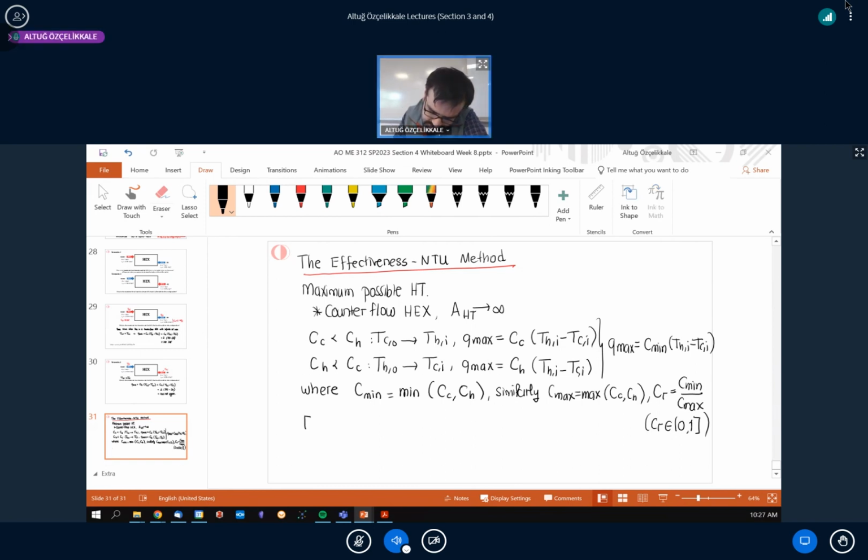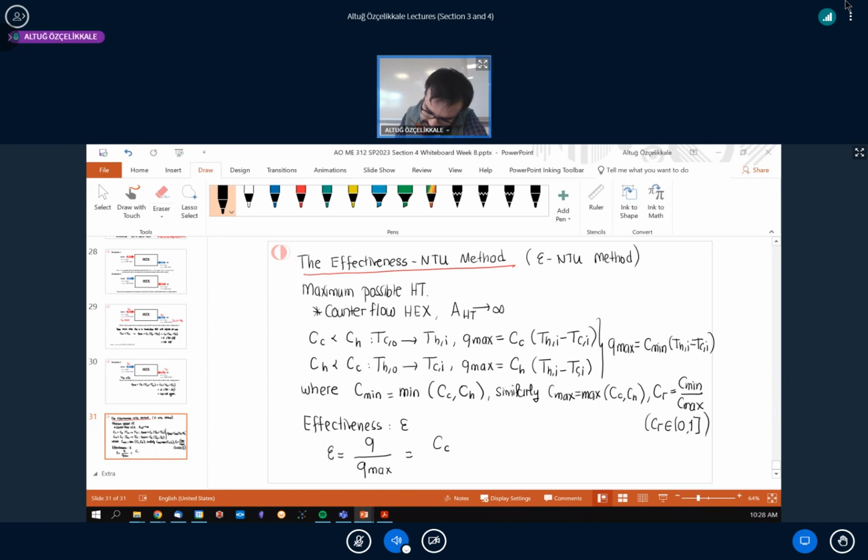And let's define effectiveness. That's indicated as epsilon. Therefore, we are going to see this definition as the epsilon-NTU method somewhere in your textbook. Epsilon is simply the ratio of the actual heat transfer rate divided by this ideal case. It's like a fin efficiency, right? But then it is confusingly called effectiveness.